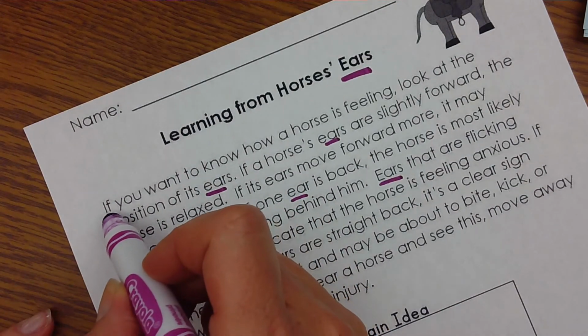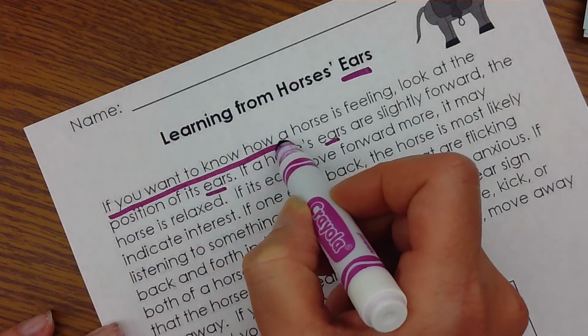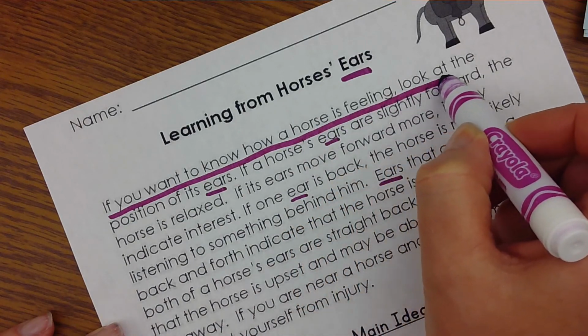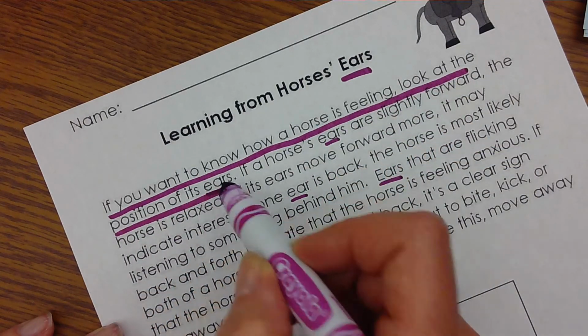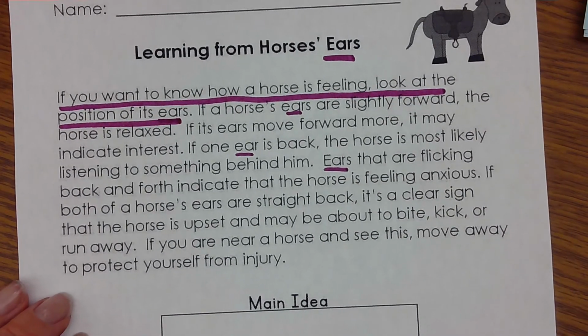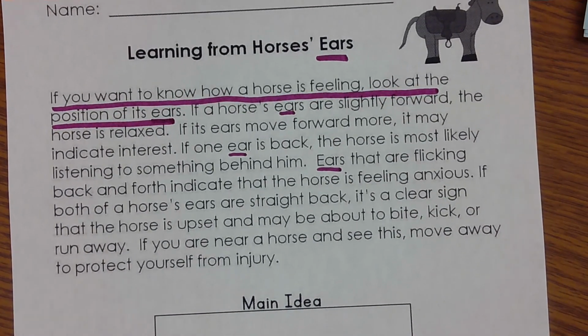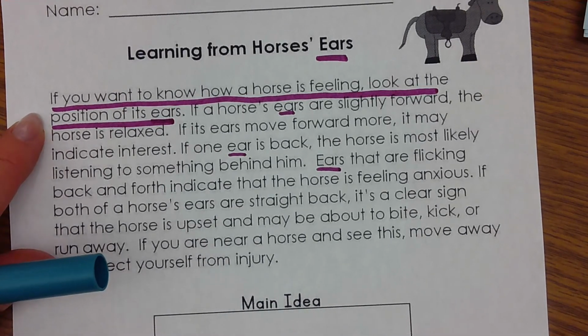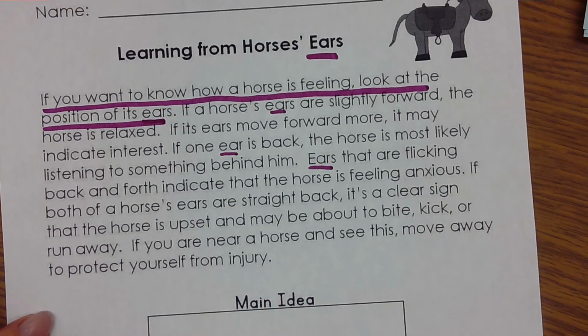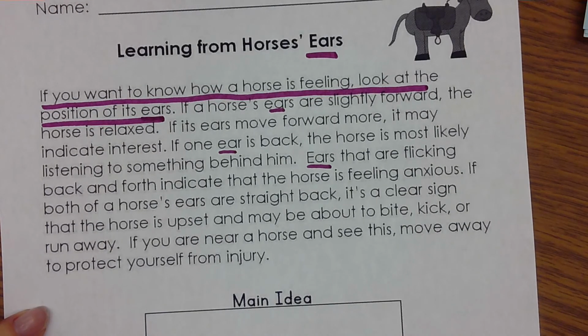Sometimes in a passage or a story, the very first sentence might give you a good clue about what is the main idea. Not always, but that's a good place to start. So if I'm saying to myself, I think this passage is all about horses' ears, I'm going to make sure that the rest of this passage only talks about the ears.